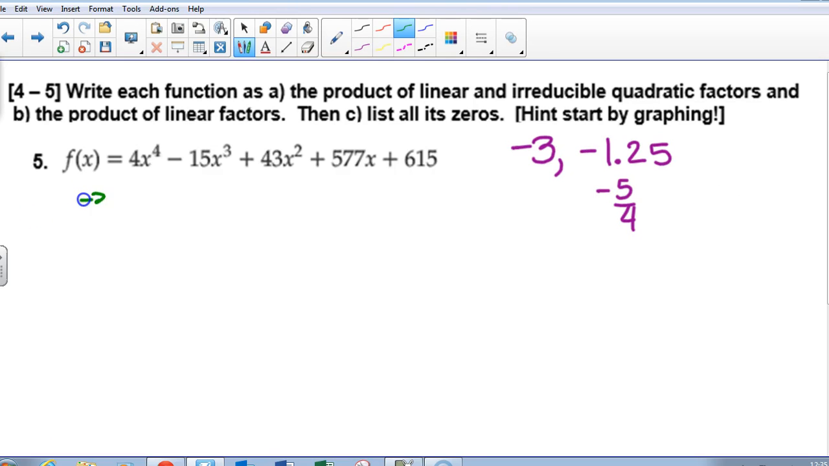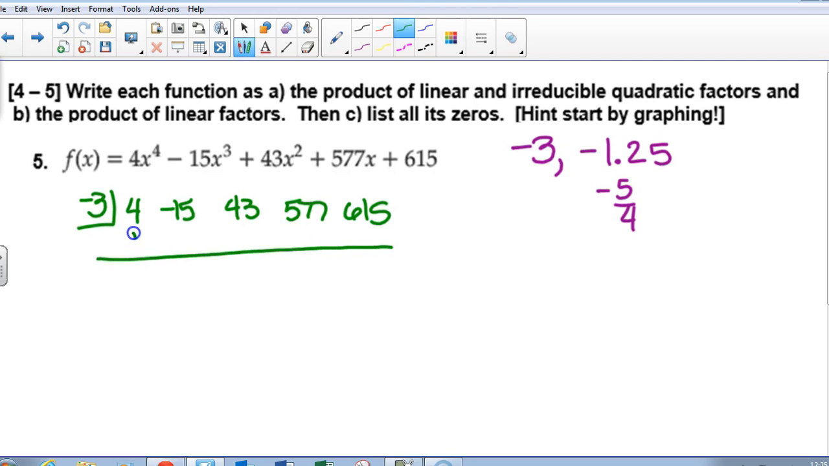Let's go -3. Okay, -3, we have 4, -15, 43, 577, and 615. Nice. Okay. -12, -27, 81, 124, -372. I'm making these up as I go. They're probably wrong. 205, -615. I think it worked.